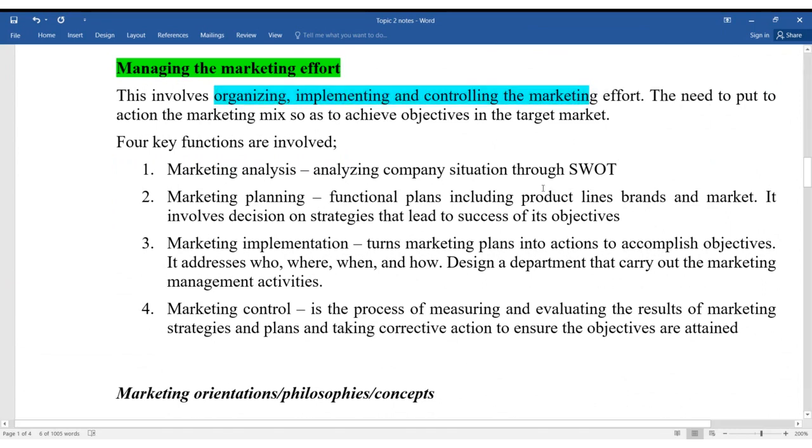These are the key issues that are very important. How do you organize them together? For one to be able to achieve that, there are key functions that marketing managers have to do. One, conduct analysis, what is called the SWOT analysis. Strengths, weaknesses, opportunities, threats analysis.